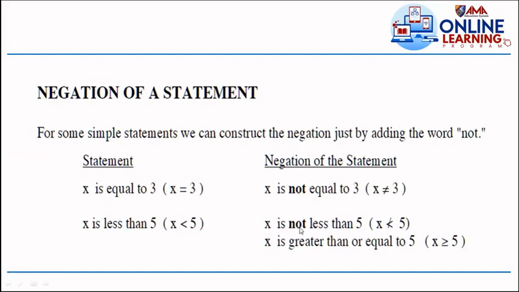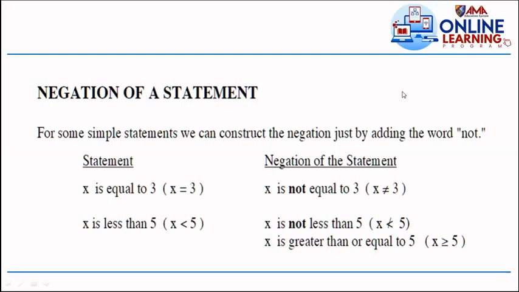Okay? X is not less than 5. So, ang symbol po natin, X is not less than 5. Okay? X is greater than or equal to 5. Pwede mo rin gamitin ito. Pero kung sakaling ayaw mo, medyo magulo siya, at least lagyan mo lang siya ng word na not. So, ganun po yung gagawin natin. If we're going to negate the statement, what we are going to do is add the word not.